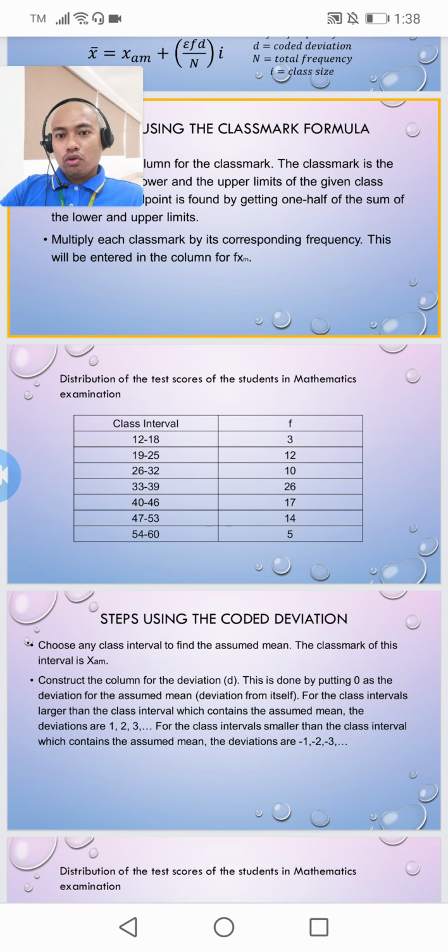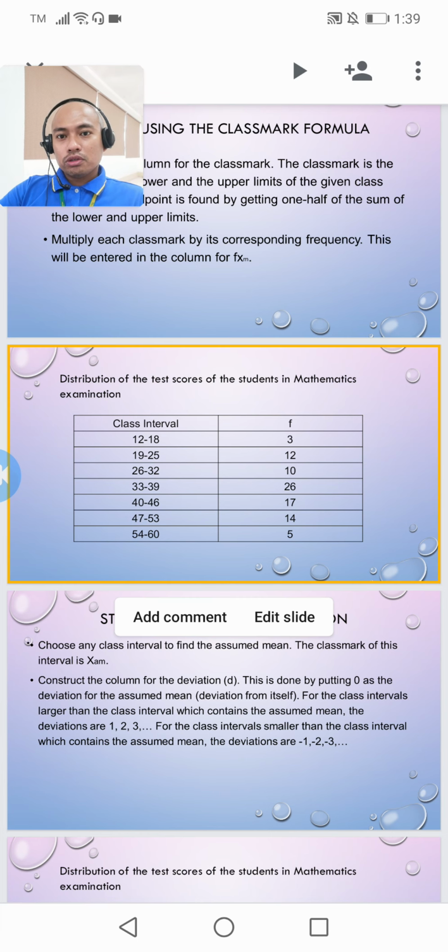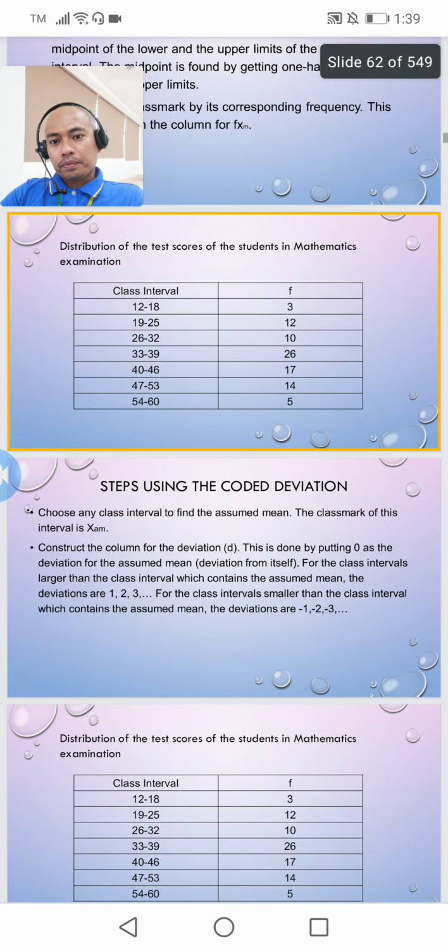I want you to answer this applying the coded formula, the class mark formula. This example, this problem, the distribution of the test score, I think I have already given this as your activity, so I think no need to work on it.